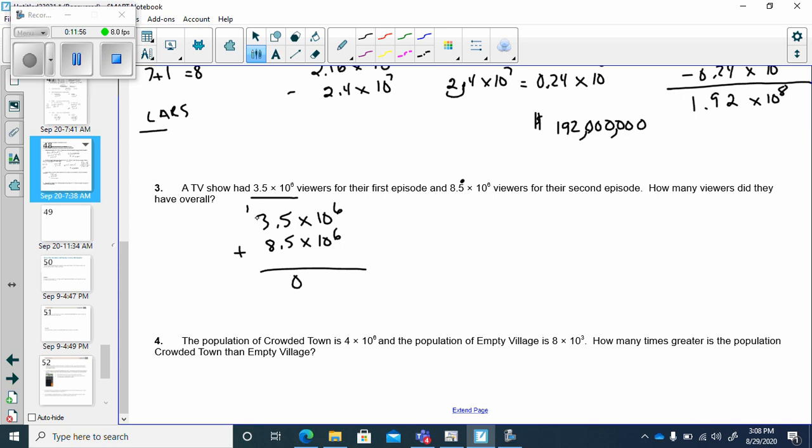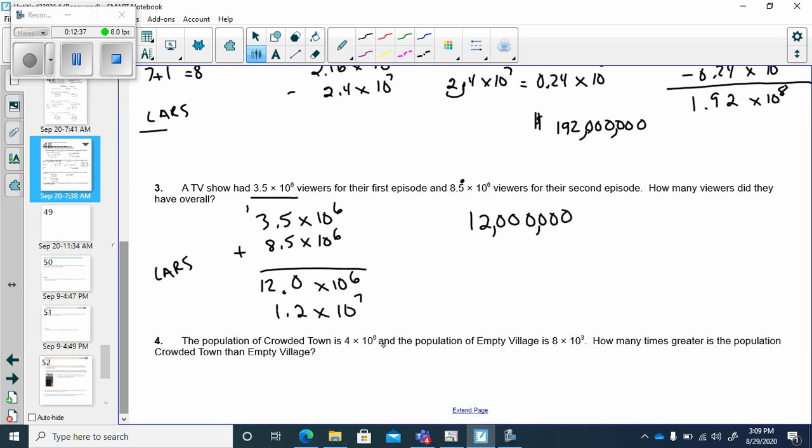5 plus 5 is 10. That's 9, 10, 11, 12. 12 times 10 to the 6th. Okay, now that wouldn't be in scientific notation, would it? I need to move it one place. 1.2 times 10 to the, if I'm moving it one place left, I would add 1 to the exponent. 1.2 times 10 to the 7th. If we move that decimal 7 places, 1, 2, 3, 4, 5, 6, 7. That is 12 million total viewers.